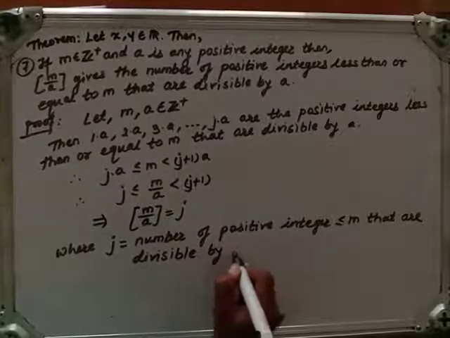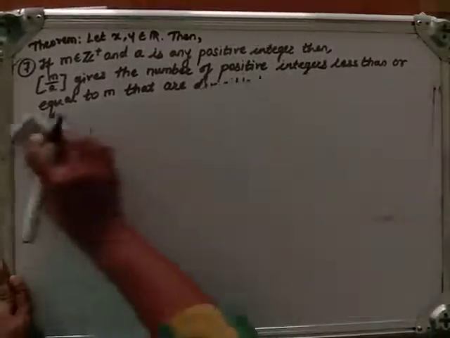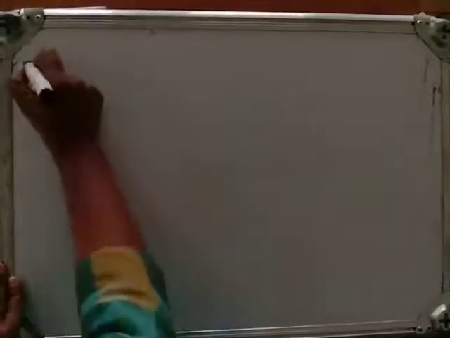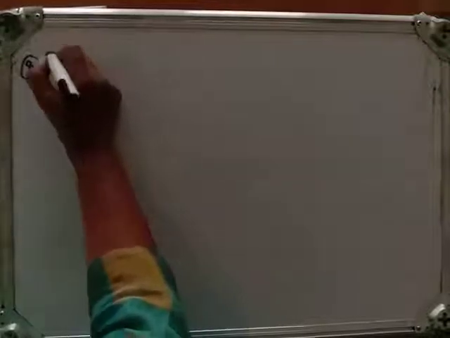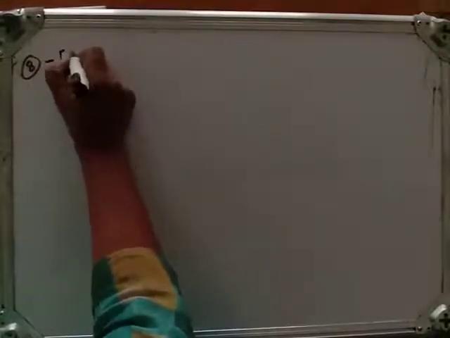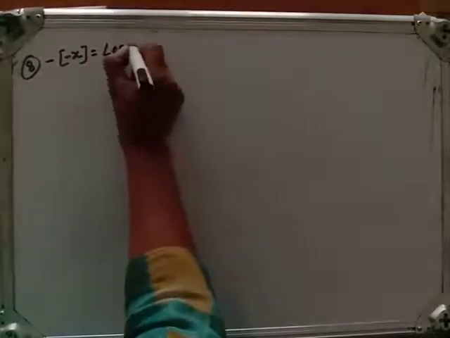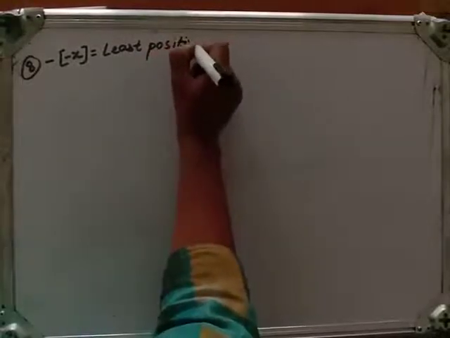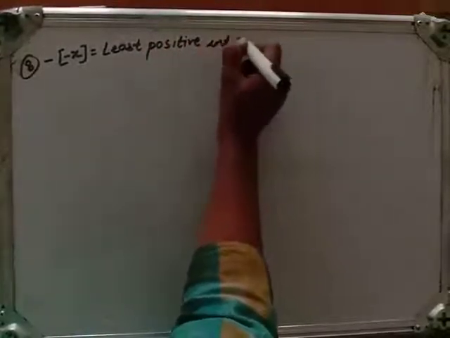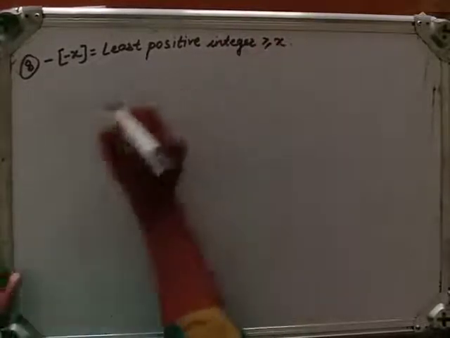Now let's write one more note, or you can say a small property on this. You can give a number to that one also. 8. That property is what? Minus of the greatest integer function of minus x is the least positive integer, and which is greater equal to x.